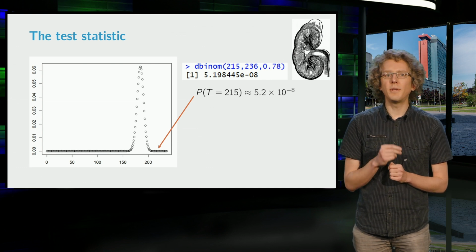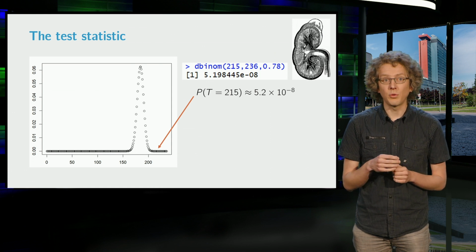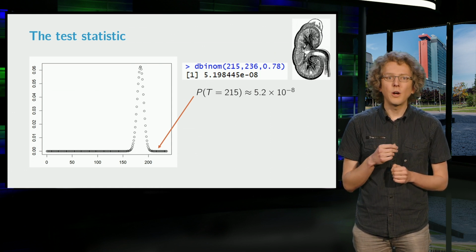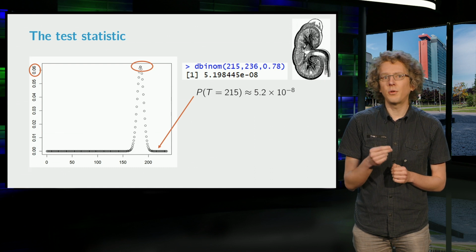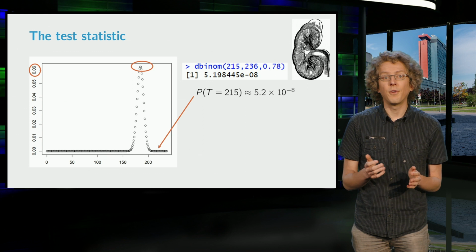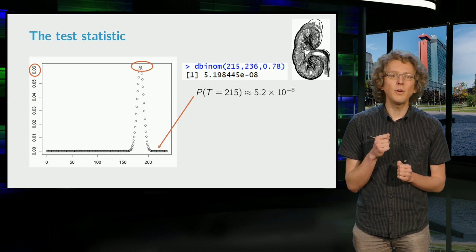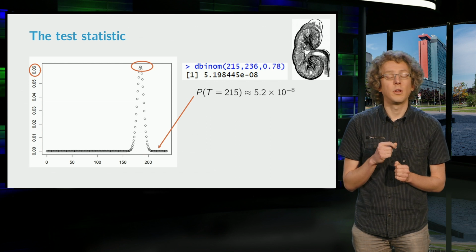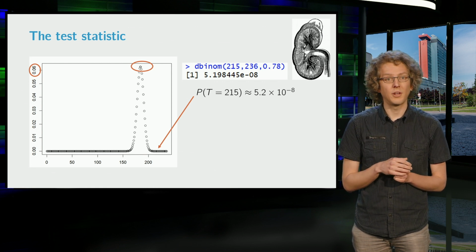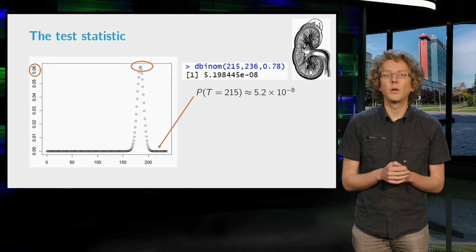However, we need to be a bit careful here. Even the most likely observation, T equals 184, only has a probability of 0.06, so not very high. And you can easily imagine that with larger n, the probability of getting exactly a certain number will be very small. Not to mention the continuous case, where the probability to get a specific outcome is always 0.